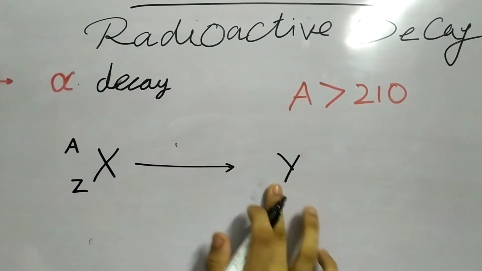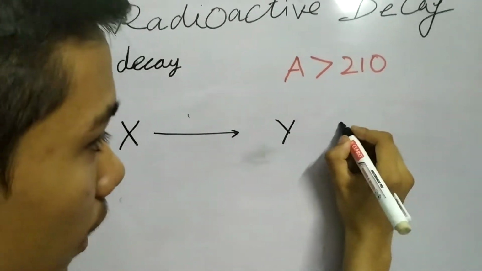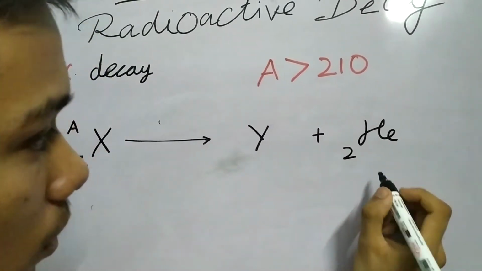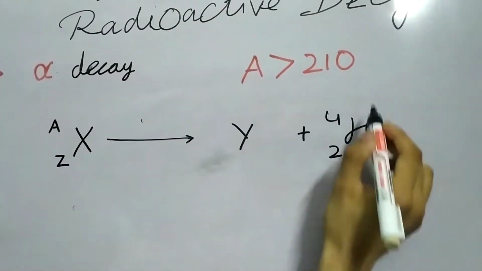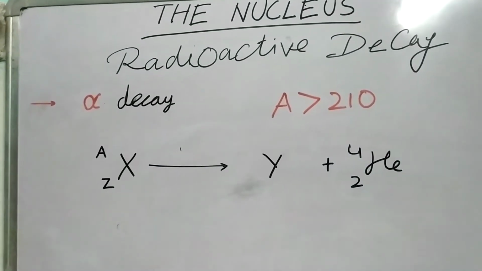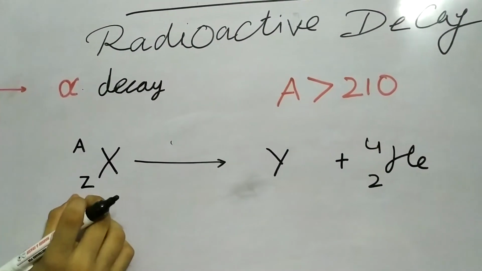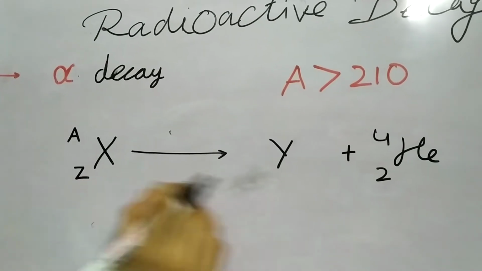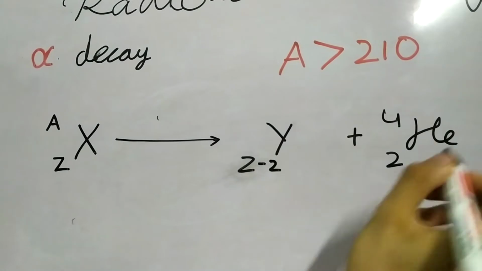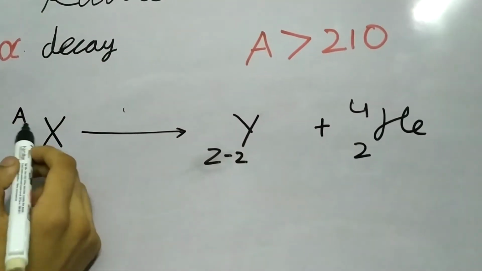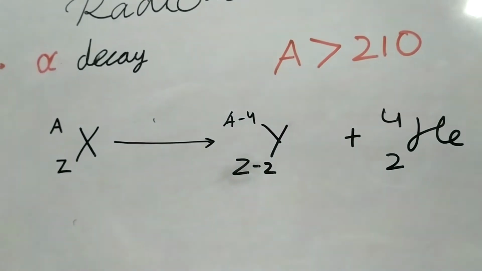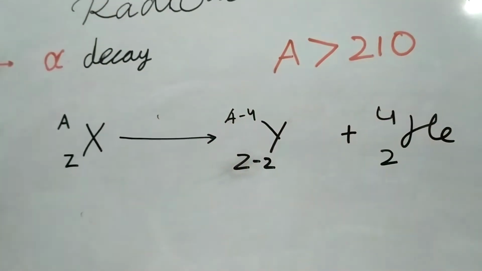with release of a helium nucleus. This is what a helium nucleus looks like: 2 protons and 2 neutrons, with 4 at the top. Of course, the two protons are getting subtracted from Z, so we have Z minus 2 there, and 4 nucleons are getting subtracted from A, so we have A minus 4 over there. This is what happens in alpha decay.